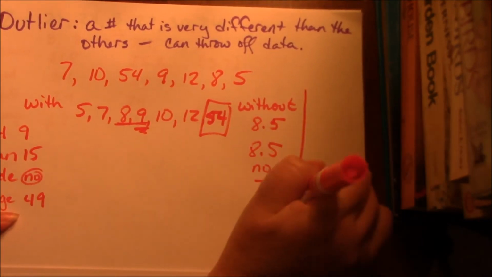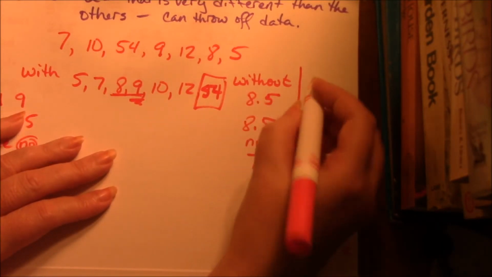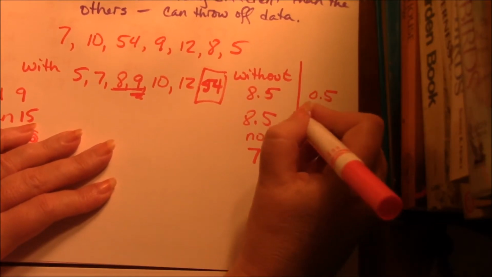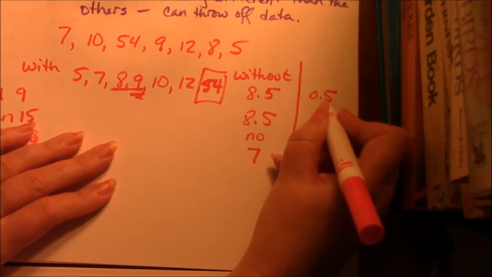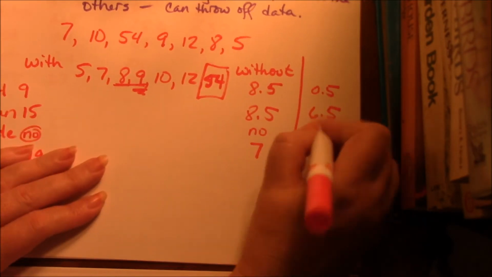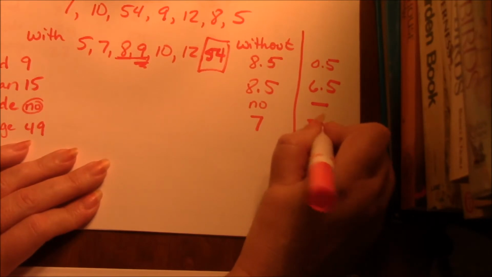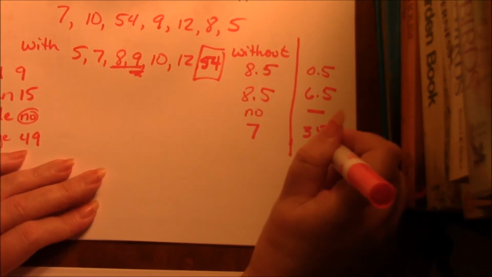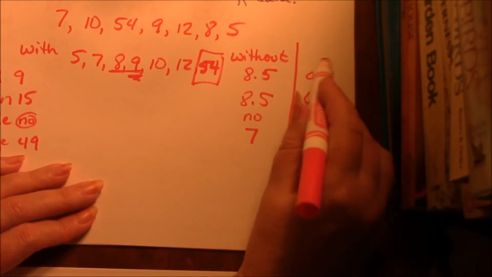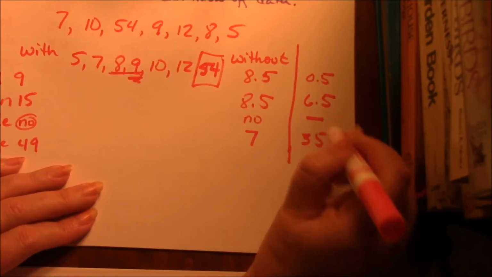So how are they different? Now we're going to have a different column, and our mean changed by 0.5. Our median changed by 0.5. Our mean changed by 6.5. This did not change, and this changed by 35. So it most significantly affected the range, and you're going to find that often, but the question is, how much does it affect the rest of it? Okay?